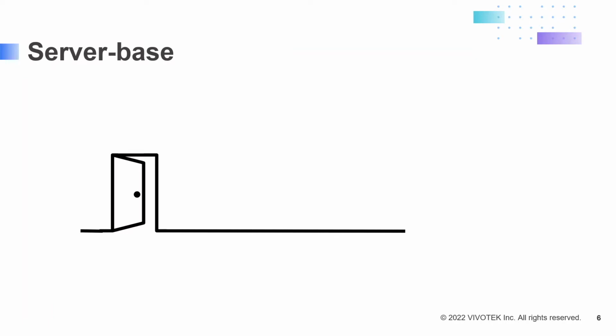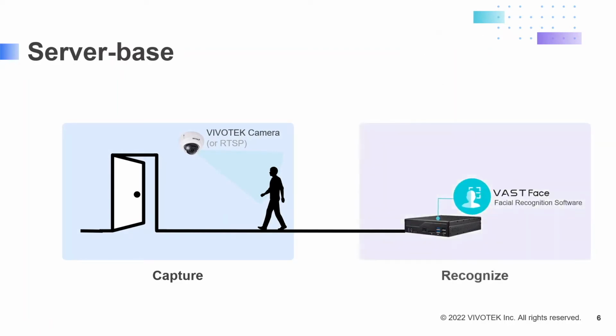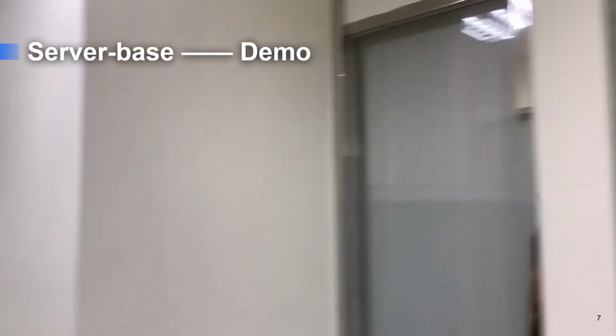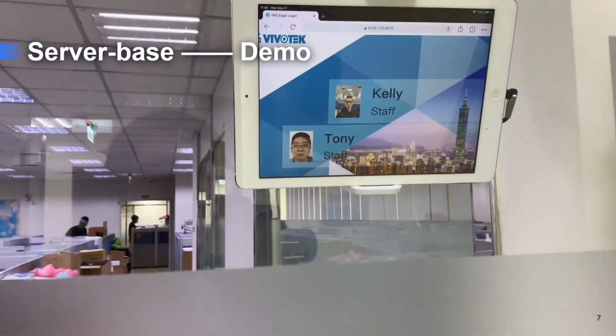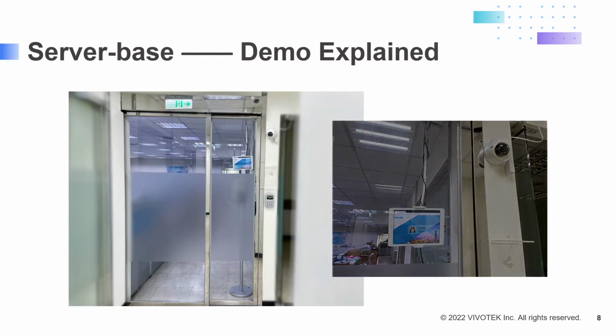The server-based approach uses the network camera for image capturing. This video usually is sent in the form of an RTSP stream to a separate facial recognition software where the image processing and facial recognition is processed. So let's break down the demo video. In the demo video, you can clearly see that the camera captures me walking towards it. Then that image is sent and processed by a facial recognition software. Door opens and a welcome page is displayed on the tablet.